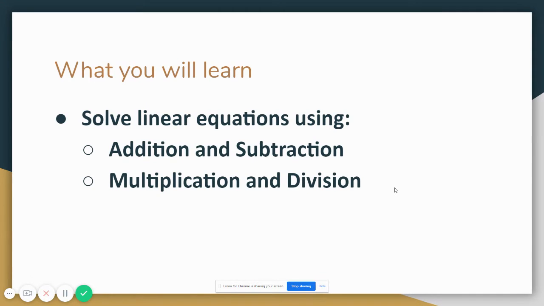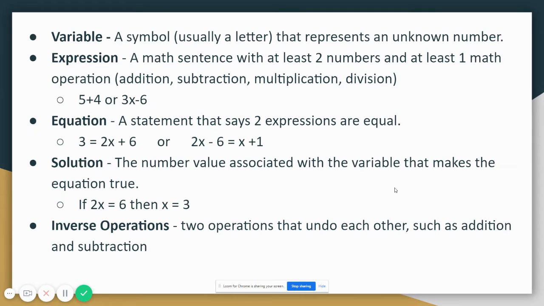All right, today here's the learning objective. Solve linear equations using addition and subtraction and also multiplication and division. So those are the objectives today.